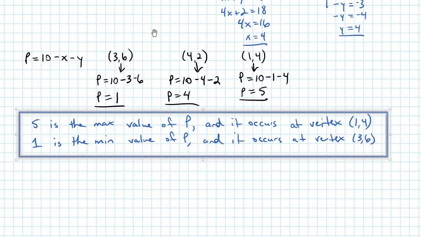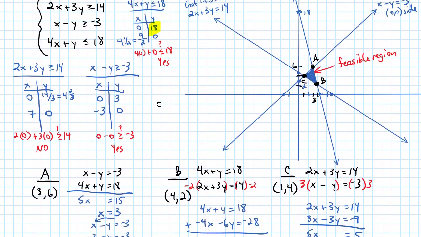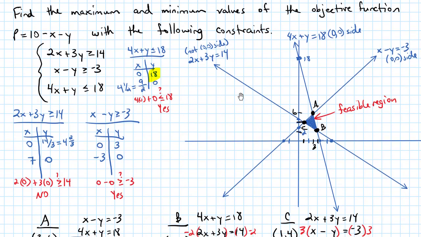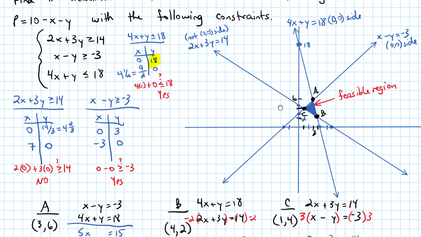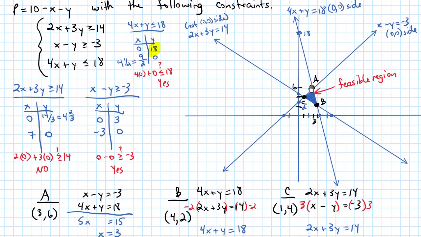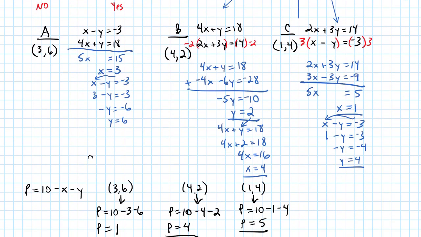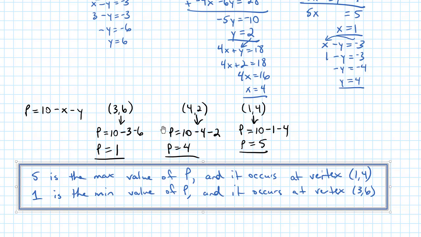So anyway, hopefully the animation helped you understand how to visualize this in 3 dimensions, so that you know that once you get your feasible region, all you need to do is find your vertices, the corners of that feasible region, and plug them into your objective function to see which one gives you the highest or lowest output.